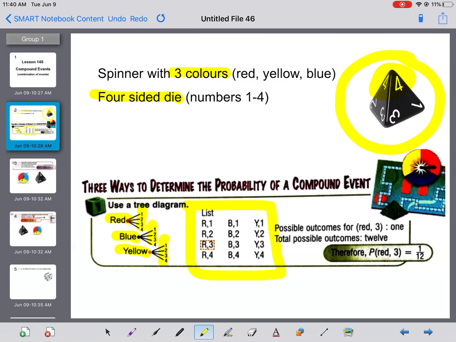Now, we wanted to know the probability for spinning a red and then rolling a 3. And if you look in the list, you'll notice there's only one scenario where that happens, or only one outcome, to spin a red and then get a 3. So the probability of getting a red and then a 3 is 1 out of 12. There's only one outcome out of 12 total outcomes where that happens. Okay, so this is all review. We've done that before. That shouldn't be new.